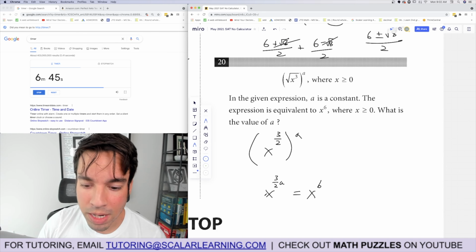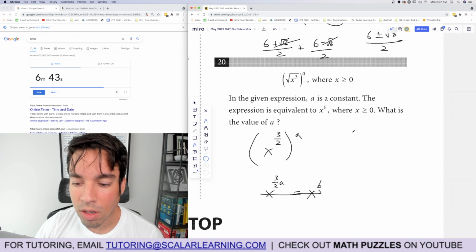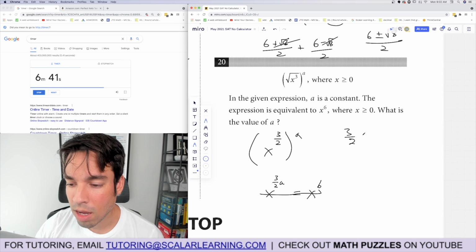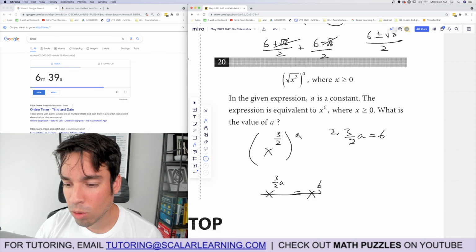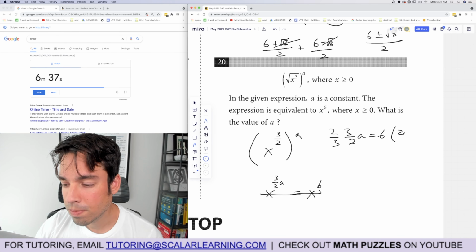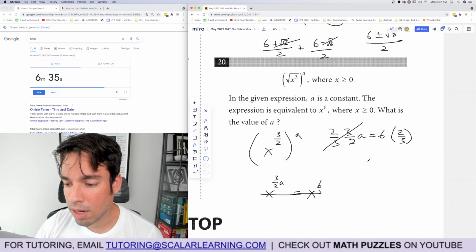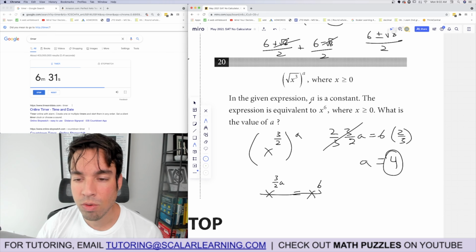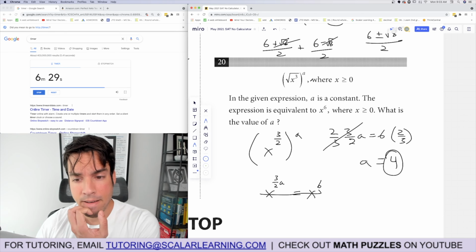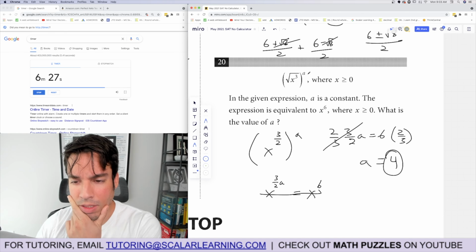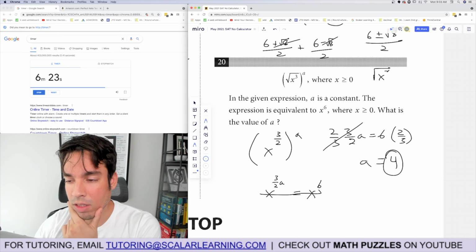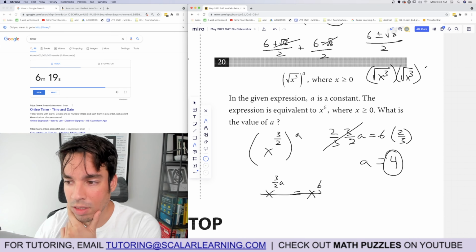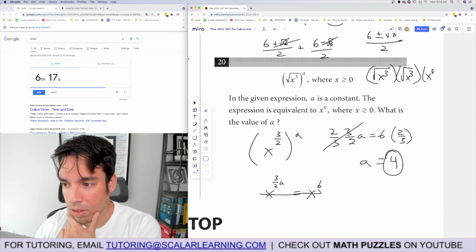And once the two bases are equal, I can cancel them out. 3/2 a equals 6. Multiply both sides by the reciprocal. Cancel that out. 2/3 of 6 is 4. So a equals 4. Let me just double check. So that's to the 6. If I did that to the 4th power, so really what that would be is the square root of x cubed 4 times. I don't really need to do this, but let's just do it anyways.